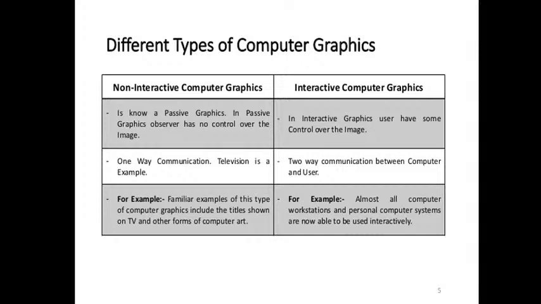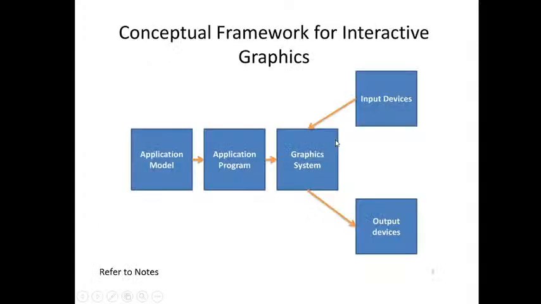Okay, so there are two different types of computer graphics. What are they? They are non-interactive computer graphics, also called passive graphics. So non-interactive is also called passive graphics. And you've got interactive graphics, where it is a two-way communication, which means we have some control over the image.